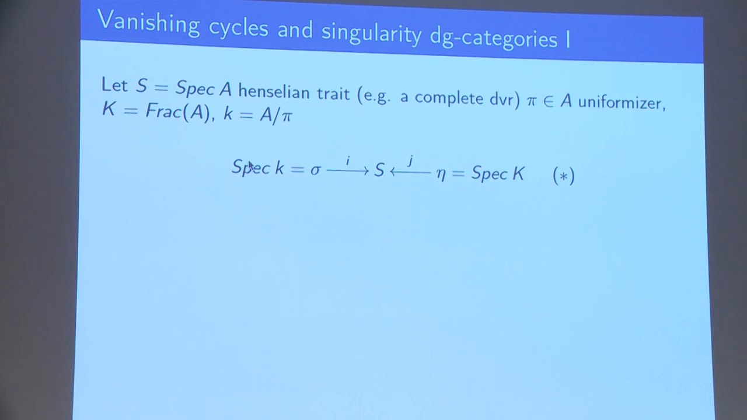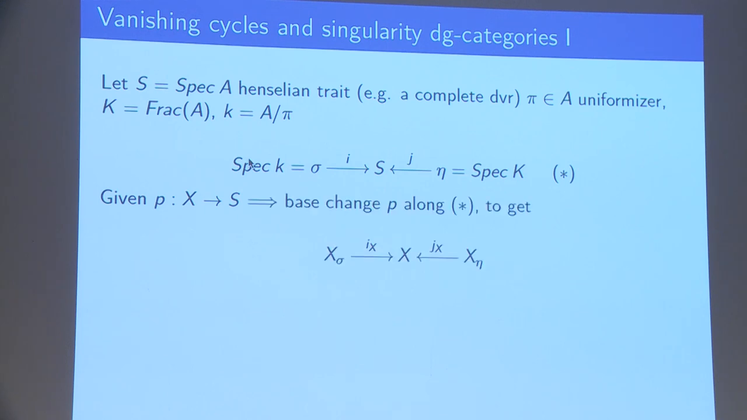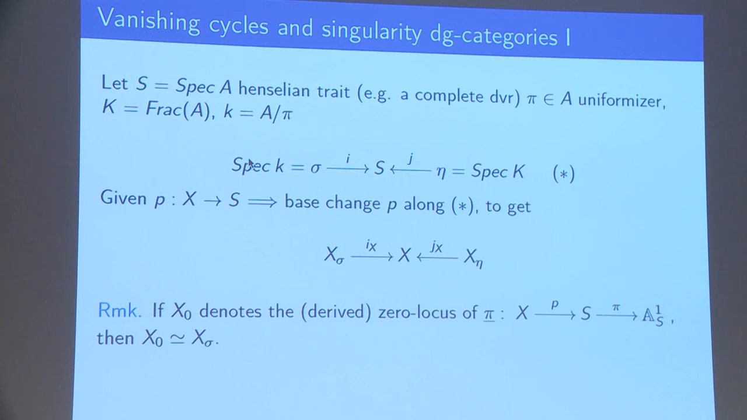Okay, so we are in the setting of this morning. You fix a Henselian trait, so K is the fraction field, small k is the residue field, and you have these open and closed immersions. Whenever you have a scheme over S, you base change along these, and you get what I call X sigma, the special fiber, and X eta, the generic fiber. You note that X0, the derived zero locus of the composition, is the same thing as X sigma, the special fiber.